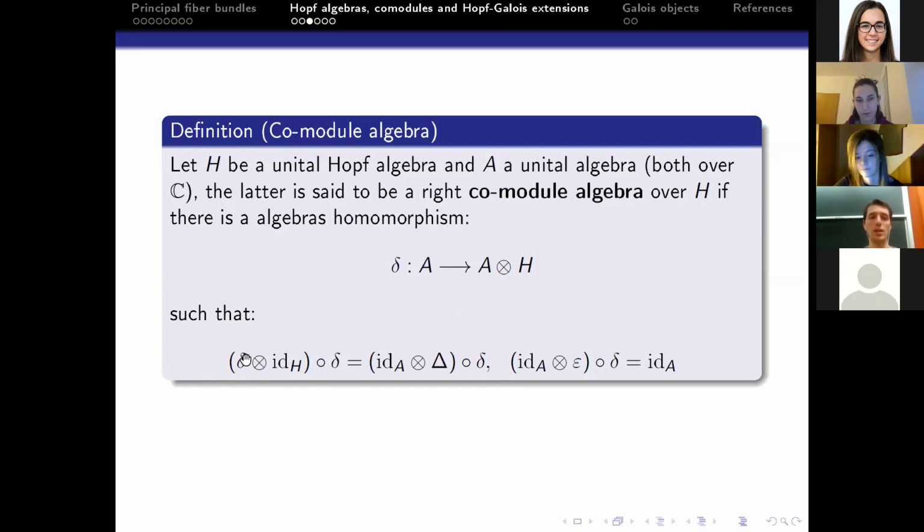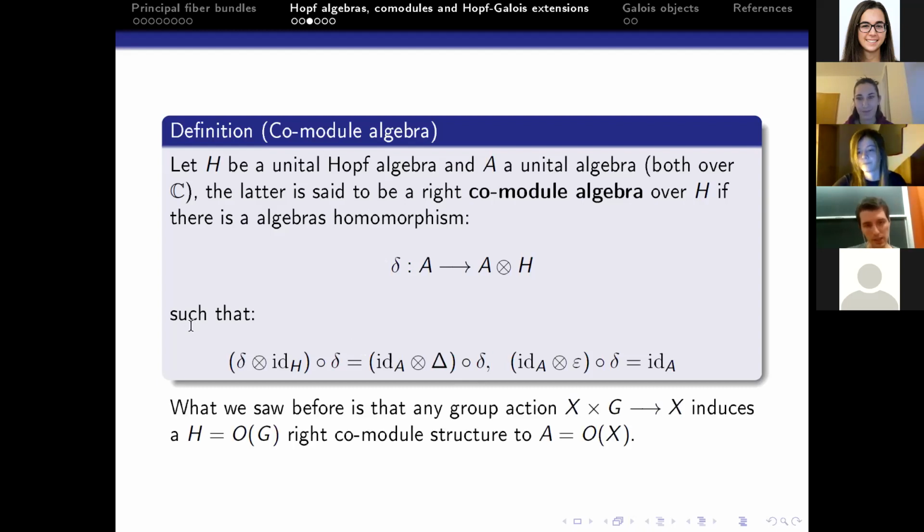This tells us what happens if we act before in the algebra, if we take the coproduct and then act. This is one of those cases where the equation is better than the words, so just look at the equation. As I said, the action on a space X of a group G gives a comodule structure over the algebra OX.